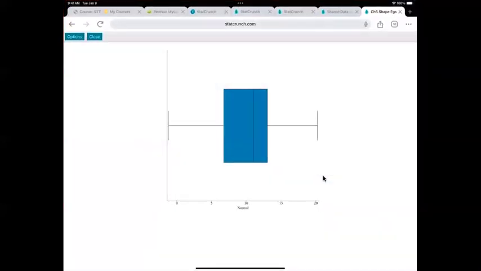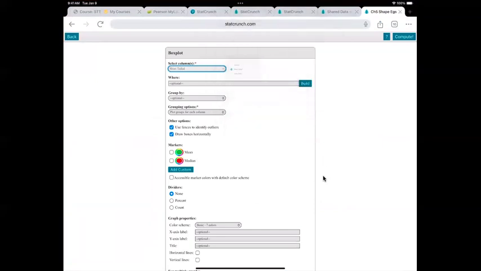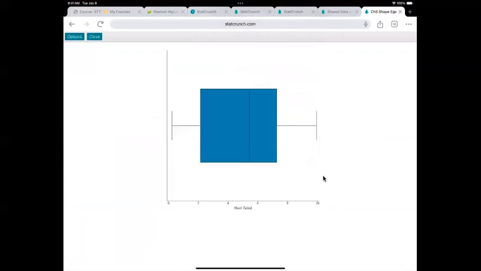For the short tail, let's come to options, edit, and change from the normal to the short tail, and then hit compute. What can you see about the short tail? You see the box, the interquartile range, you see that it's fatter. Can you see that? Is that okay? Okay.